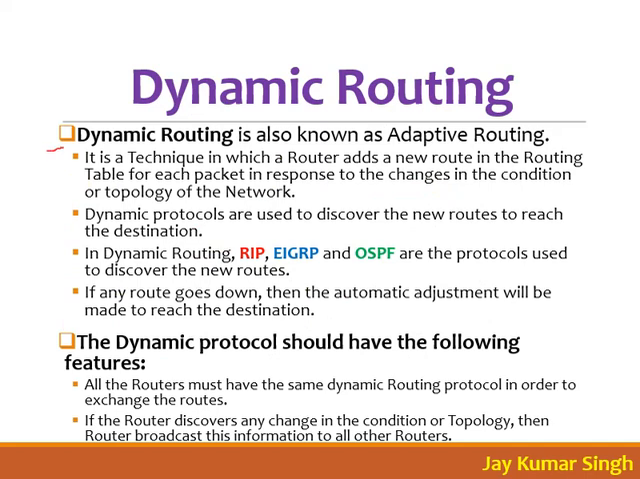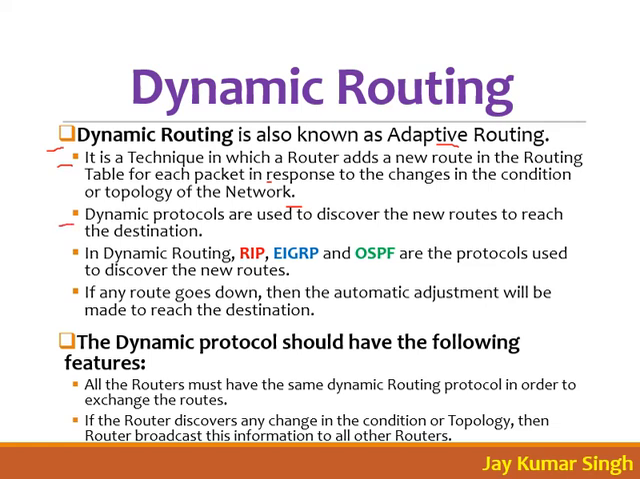Dynamic routing is also known as adaptive routing. You already know adaptive means to accept the routing information from the neighbor. It is a technique in which a router adds a new route in the routing table for each packet, in response to a change in the condition of the topology of the network. So if there is any change, automatically it will change, no problem.